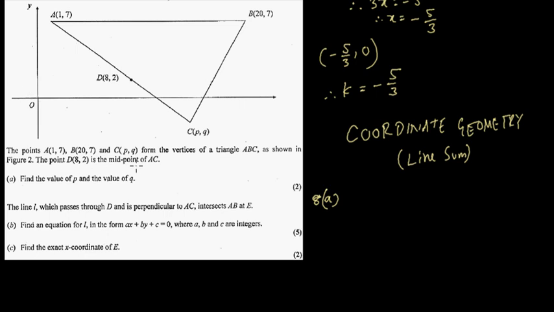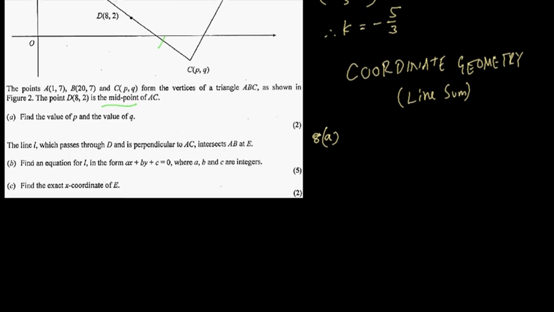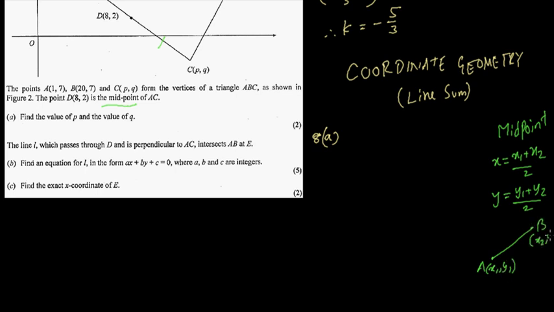We know that D is the midpoint of AC. That means this and this are equal, and we know the formula for the midpoint. Let me write it out here. The x coordinate of the midpoint is x1 plus x2 by 2. The y coordinate of the midpoint is y1 plus y2 by 2. So if you have a point A which is (x1, y1), and the point B which is (x2, y2), then the midpoint M, whose coordinate is (x, y), the x coordinate is going to be x1 plus x2 by 2 and the y coordinate is going to be y1 plus y2 by 2. So that's the rule of finding the midpoint.